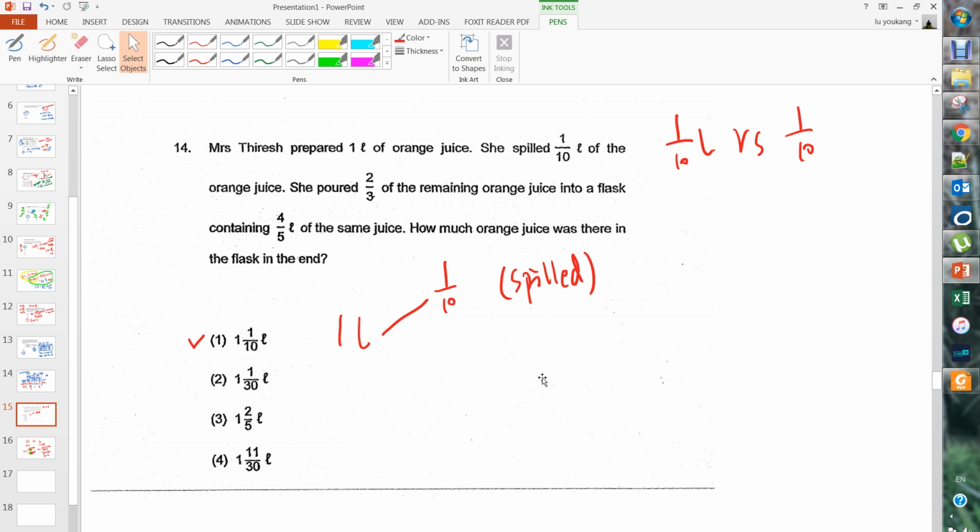Okay, so it says 1 over 10 liter is spilled. So how do you get the rest? You use 1 liter. So 1 over 10 liter is used. So 0.1 liter is used. So how much is left? You start with 1 liter, you use 0.1 liter. So what is left?